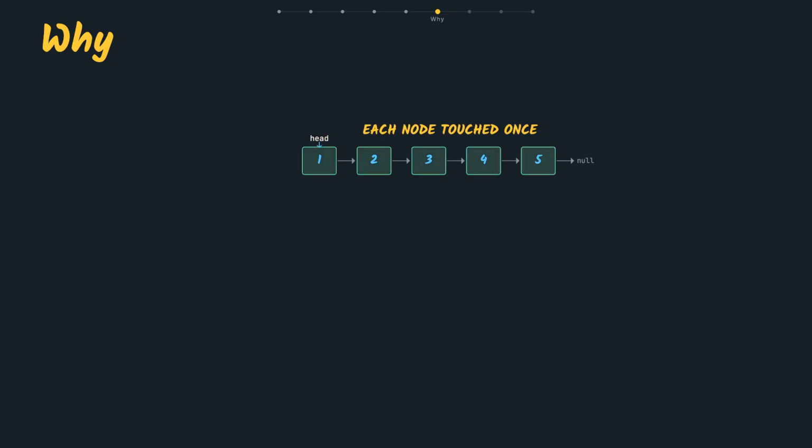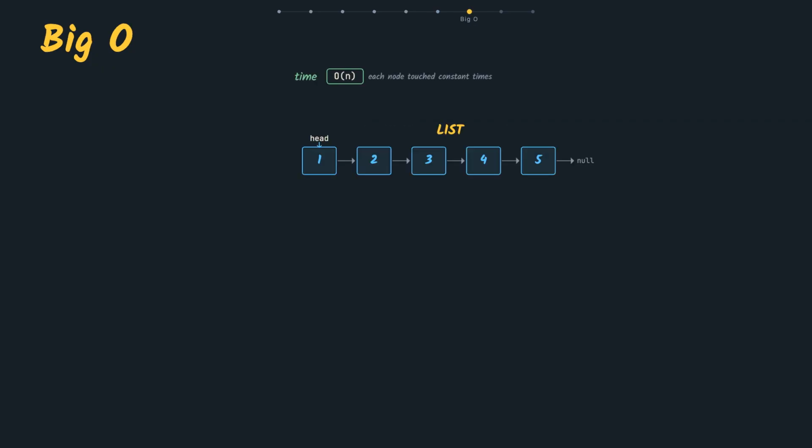Notice what happened. Every node had its pointer flipped exactly once, and we walked each node a fixed number of times. Nothing got reprocessed. We touch each node a constant number of times, so the running time grows in step with the list length. We only keep a handful of pointers, no matter how long the list. The extra memory stays constant.